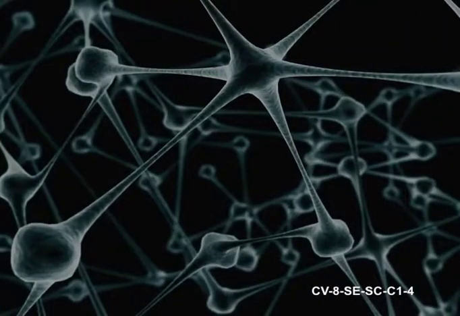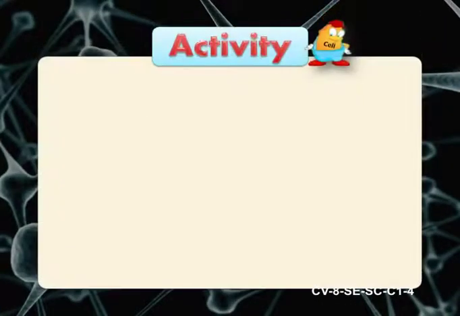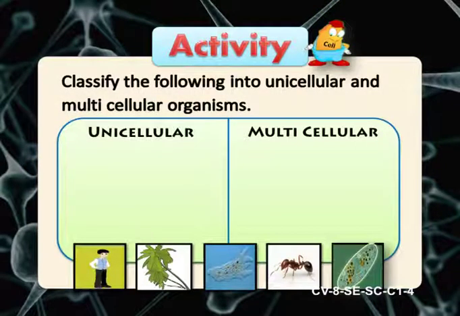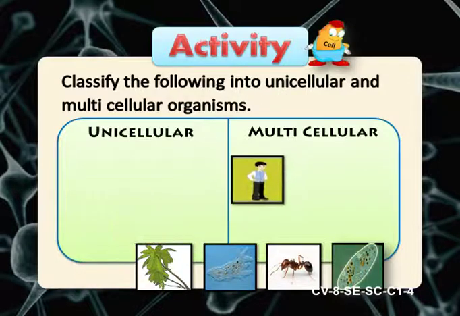Children, let us start with an activity. Classify the following into unicellular and multicellular organisms. Will you classify now? Have you done with the answers? Good. Now we will check it.